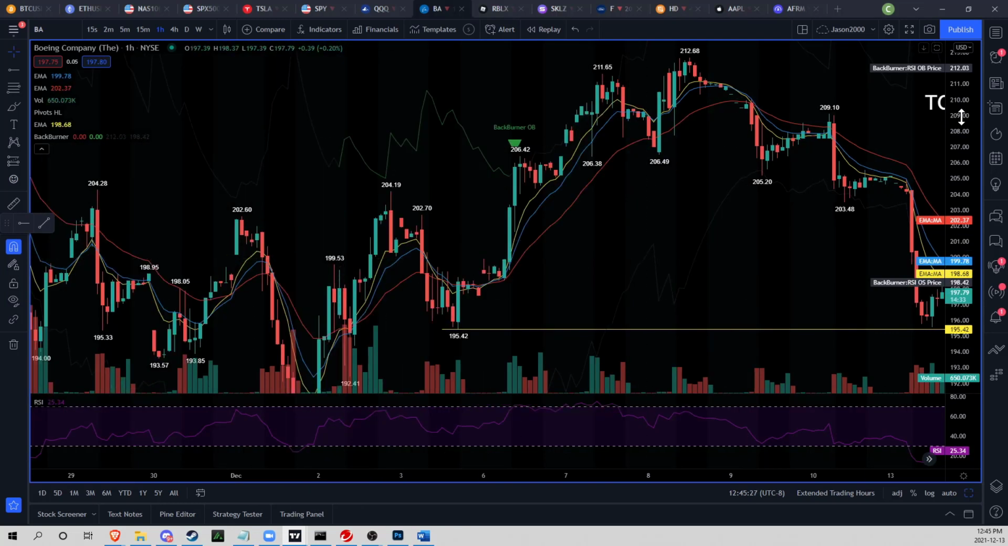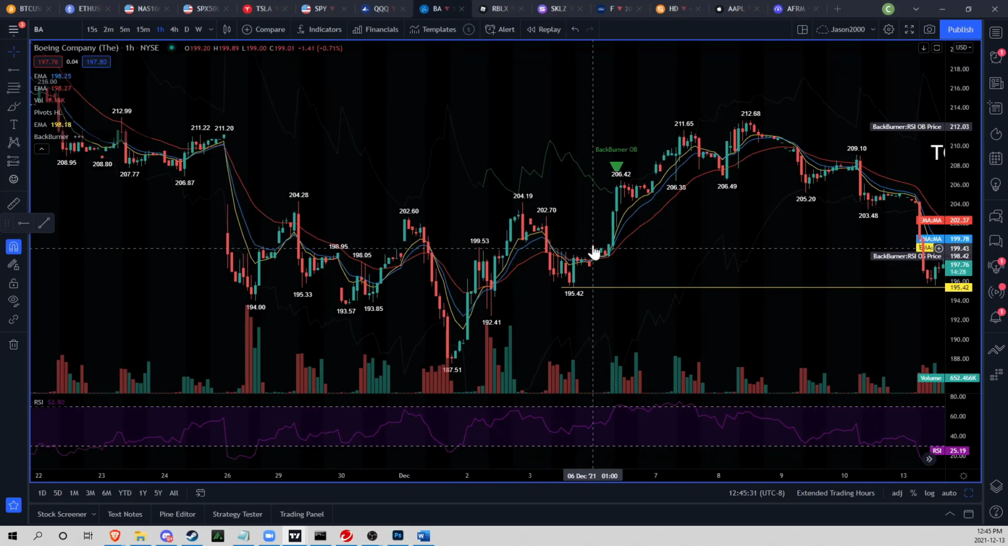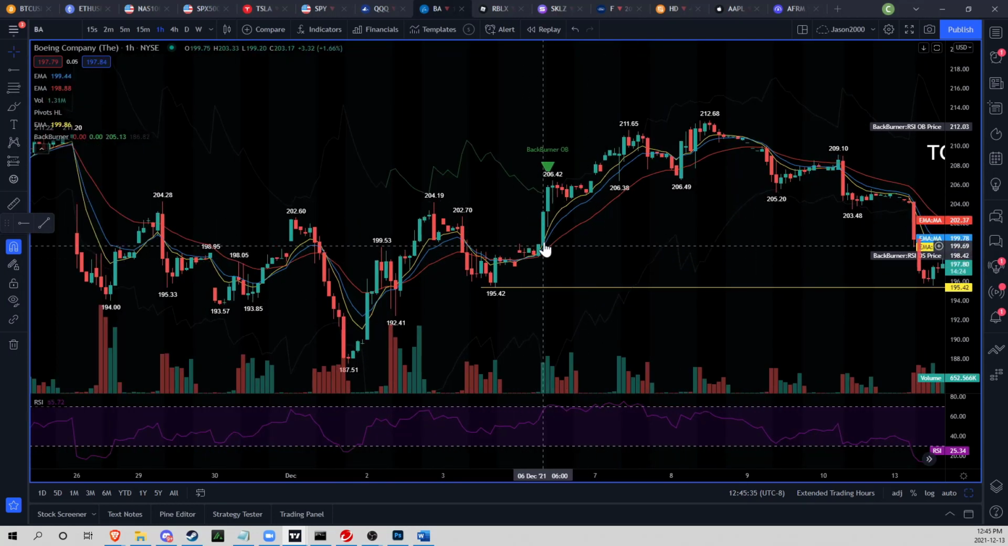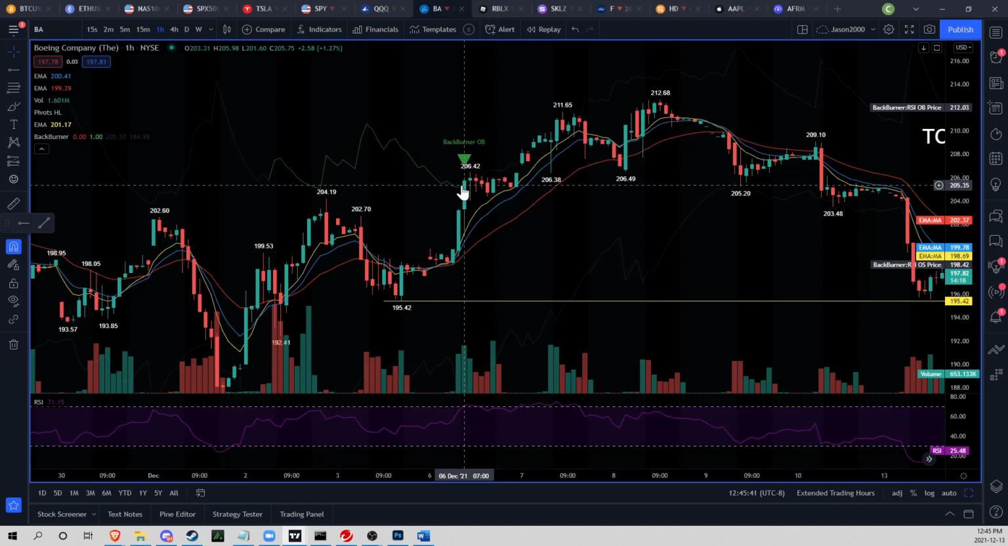Let's see if we can zoom out a little bit. We have a nice daily trend. We have short-term upside momentum, overall hourly higher lows, and we've got a sort of runaway price as we open up in the morning. So we end up with a perfect condition for a BackBurner overbought.